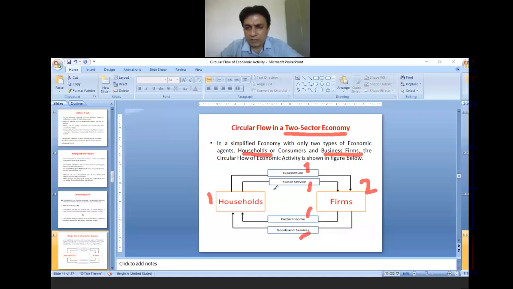You need to basically remember the arrows in this diagram, because the arrow is very important here. So the circular flow in two sector economy is basically dependent on household and firms. So all of you understand it? Just write in the chat box. So these are the two sector economy diagram.